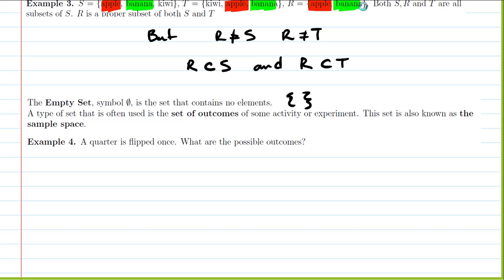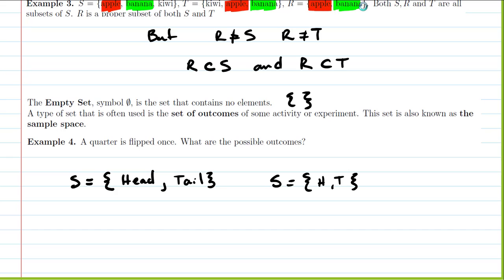A quarter is flipped 1 time. So let's enumerate all of the possibilities. So what are the 2 possible outcomes of flipping a quarter? There's 2 sides. So we could have a head or we could have a tail. So that set contains 2 events. Oftentimes for coin flips, we'll just do H and T, right? Heads and tails. So if a quarter is flipped 1 time, the set of possible outcomes is heads and tails, right?